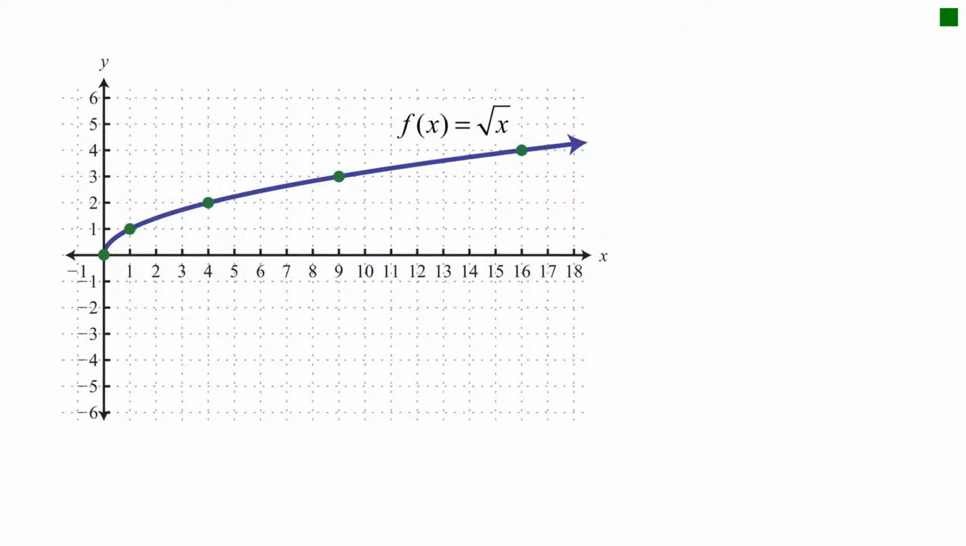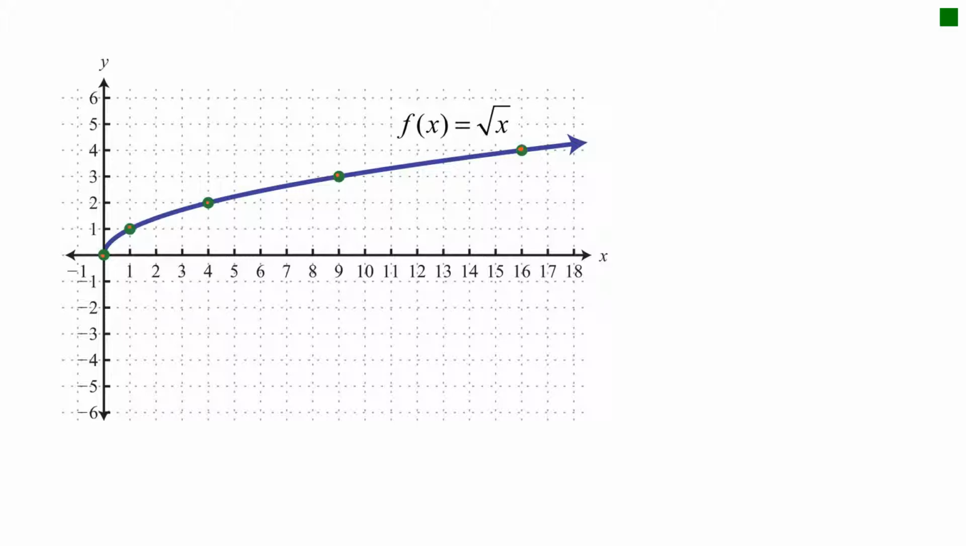So now looking at one that I haven't sketched, a graph of f of x equals the square root of x. You can see those same points we found: (1, 0)... (0, 0), (1, 1). When x is equal to 4, the square root of 4 is 2. When x is equal to 9, the square root of 9 is 3. And when x equals 16, y is 4. So there's that slowly increasing curve.